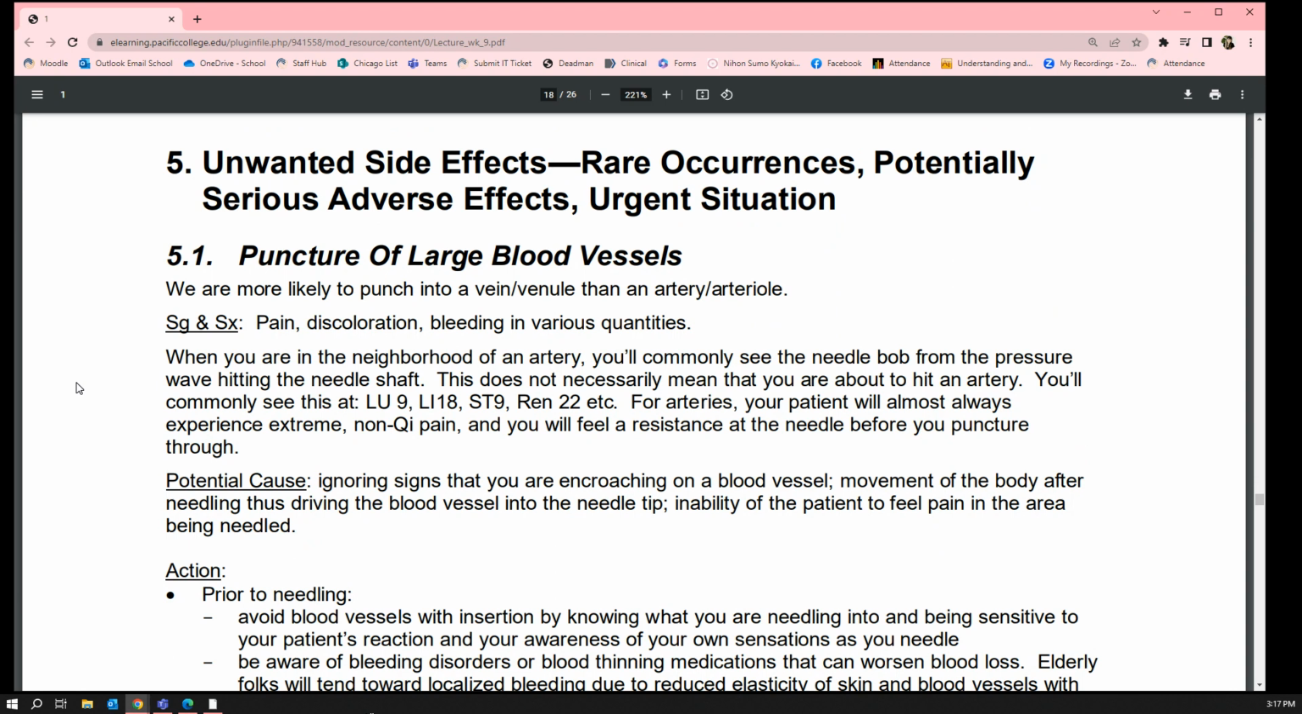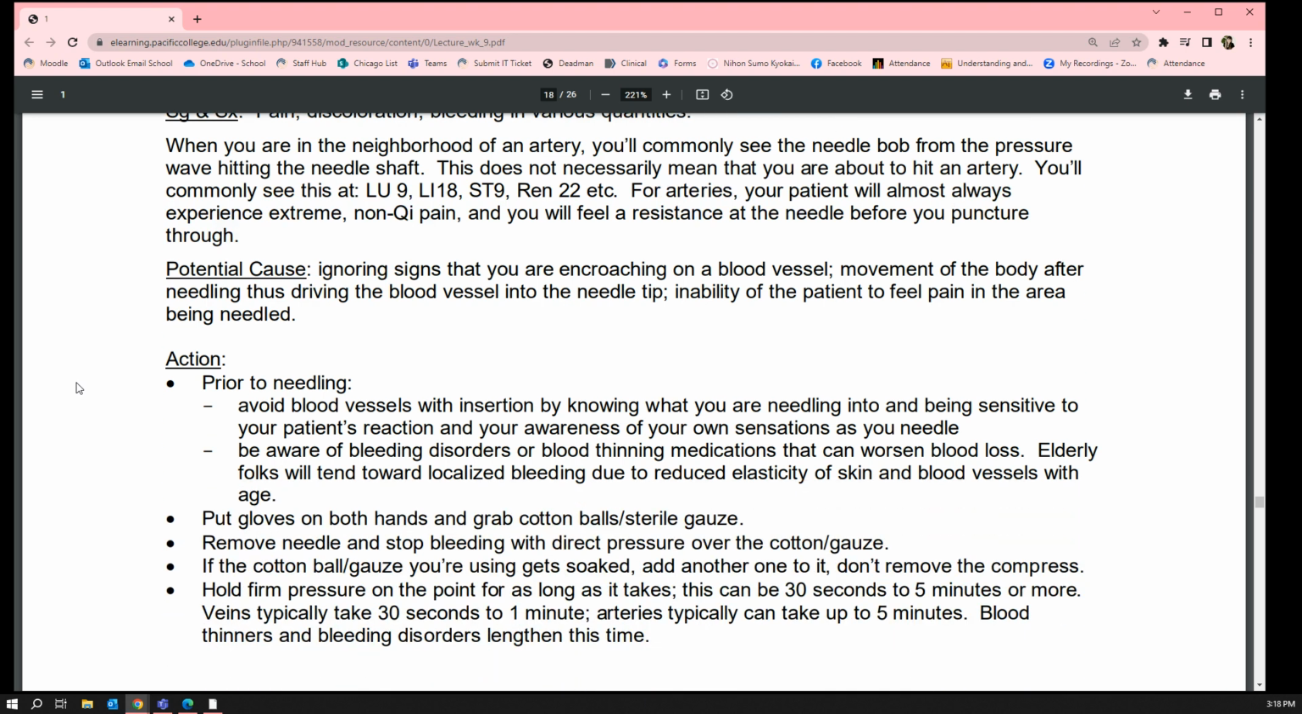But if you do actually puncture, this might be caused by ignoring signs that you are encroaching on a blood vessel. There will be a change in density. You'll learn about this in needle tech, how to feel what appropriate tissue feels like. If a person moves after needling, they might drive the tip of the needle into a blood vessel. And if the patient has an inability to feel pain in an area while being needled, this is not very likely to happen because you will prevent it from happening.